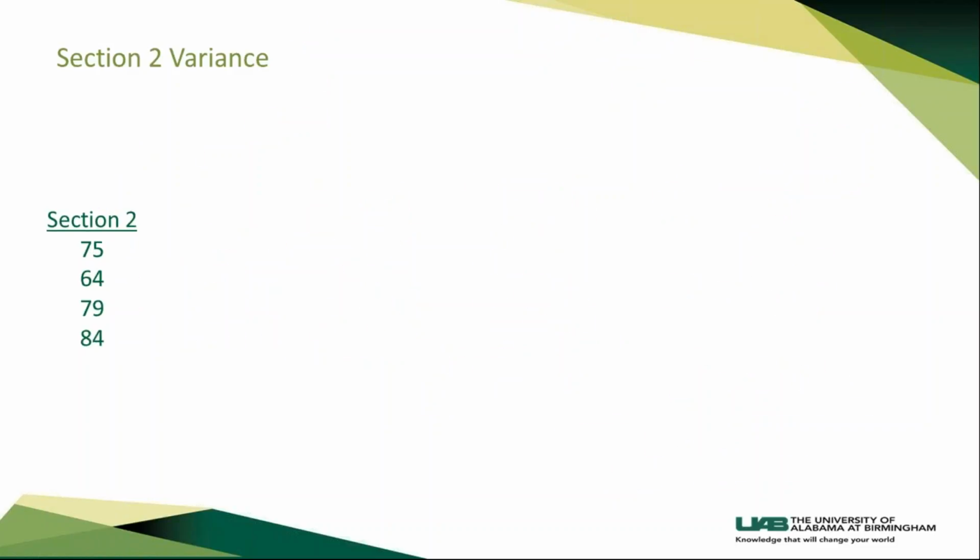So now we're just going to do the same thing. Now we're going to do it for section 2. So the mean for section 2 here is 75.5. So we will do the exact same steps just for section 2 using their specific data.